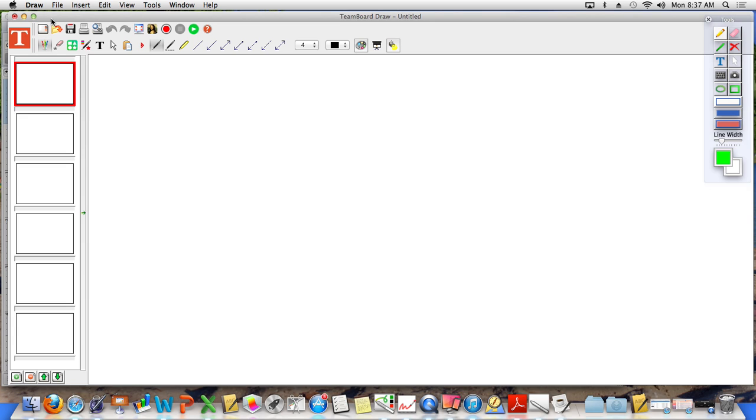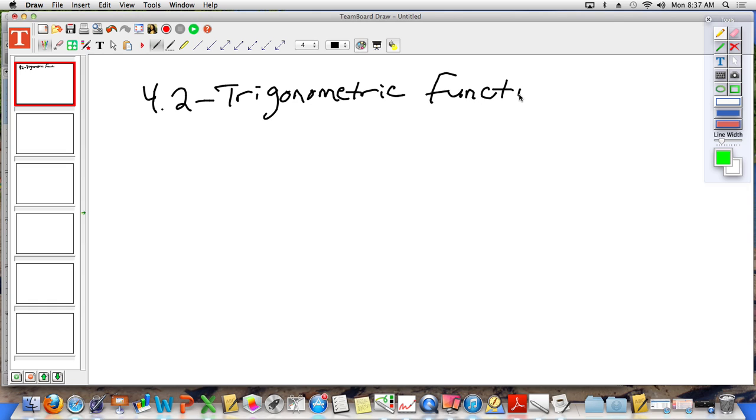Please label your notes. This is going to be section 4.2, trigonometric functions. Say that again. Trigonometric functions.